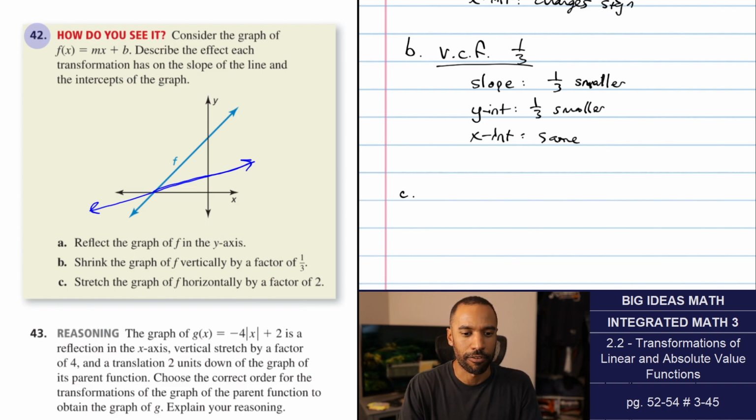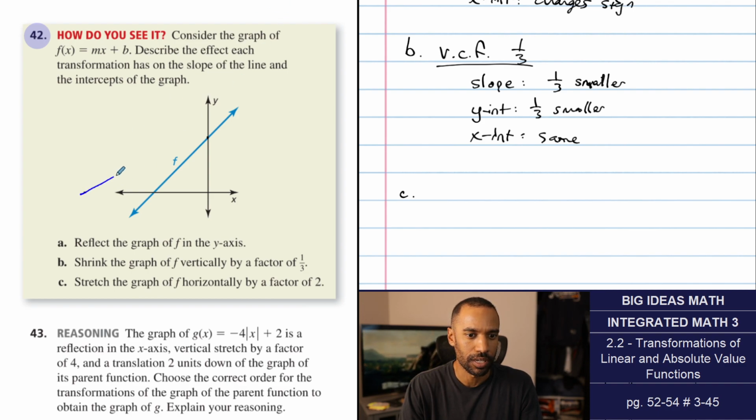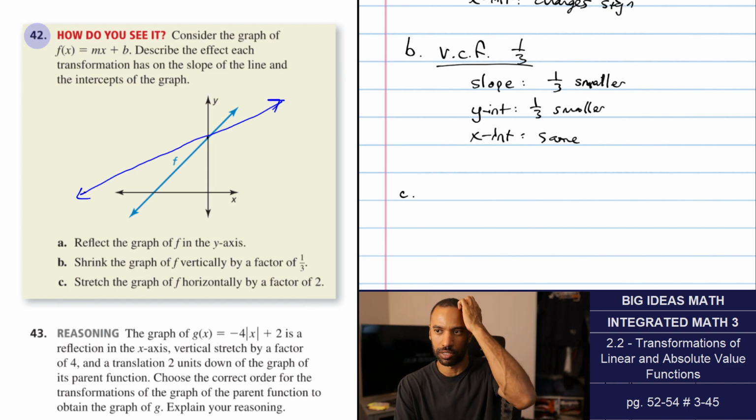Stretch the graph of f horizontally by a factor of 2. Well, when x is 0, that height's going to stay the same. And then this has to stretch twice as far out. So this would be like going out here. So now this graph would look like that. Everything's horizontally stretched like that. So this is an example of why a horizontal stretch is the same as a vertical compression, right?